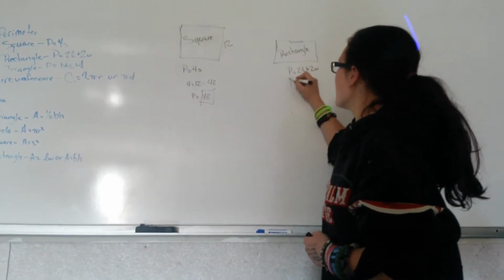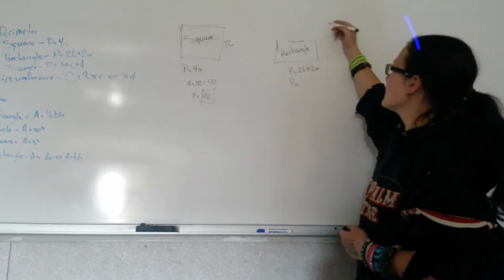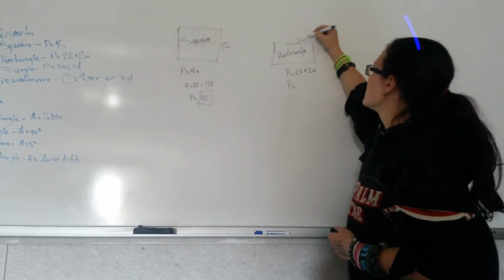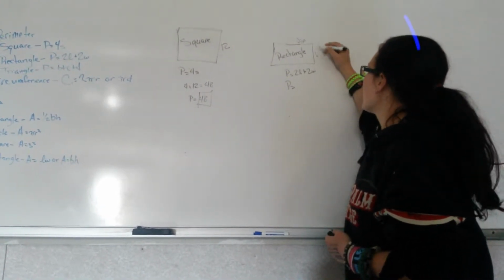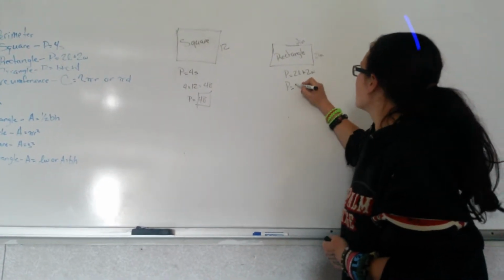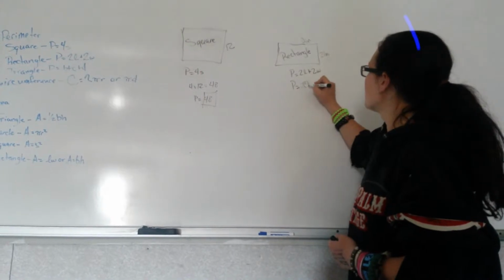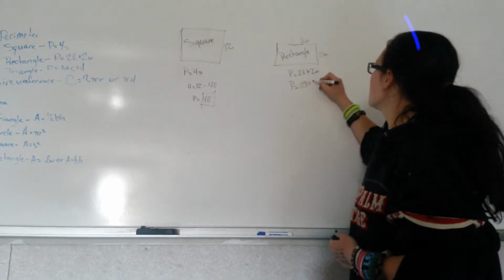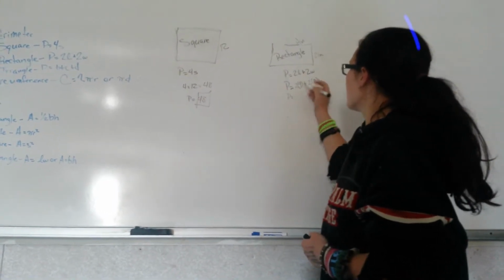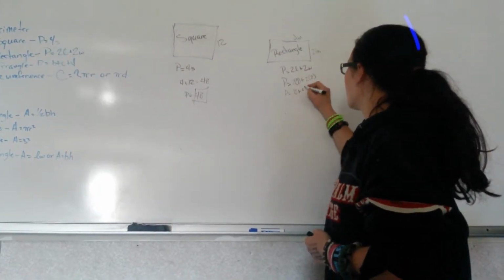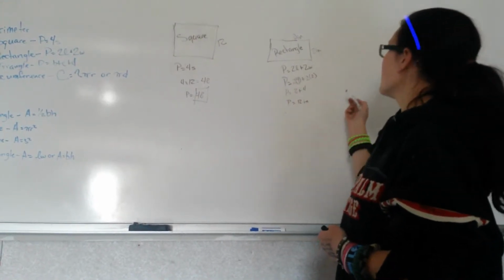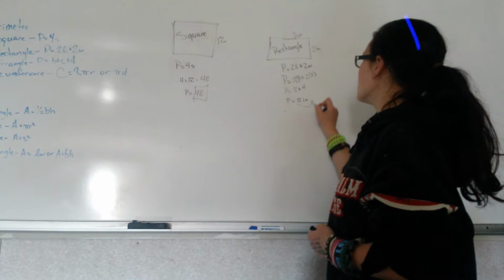So we're going to write P equals, and for my sides, I'm going to go with 4 inches up here and 2 inches there. So it's going to be 2 times 4 plus 2 times 2. Then you multiply first, so P equals 8 plus 4, so P equals 12 inches. So the perimeter of your rectangle is 12.